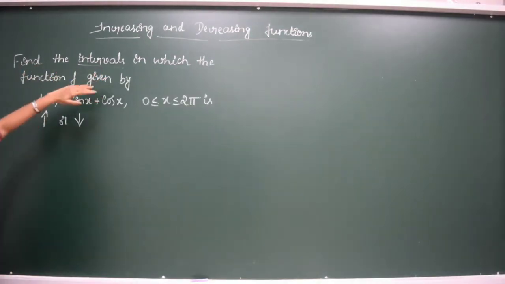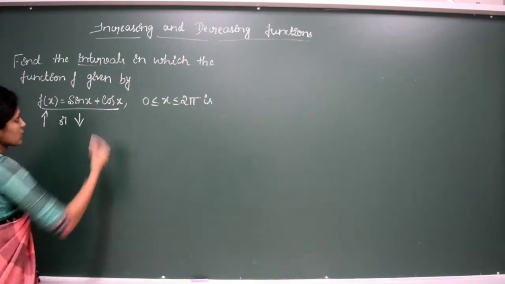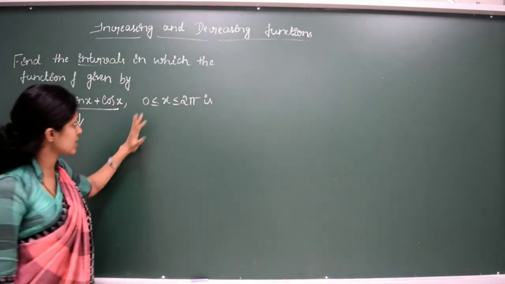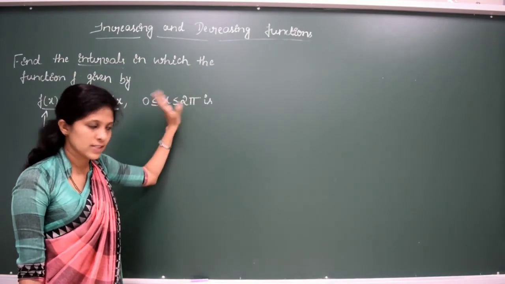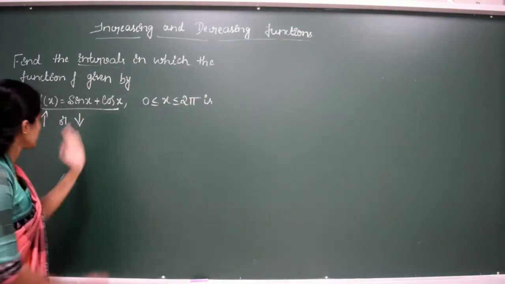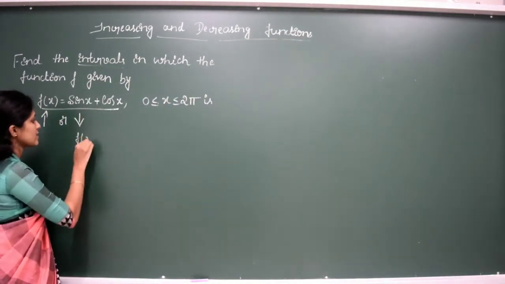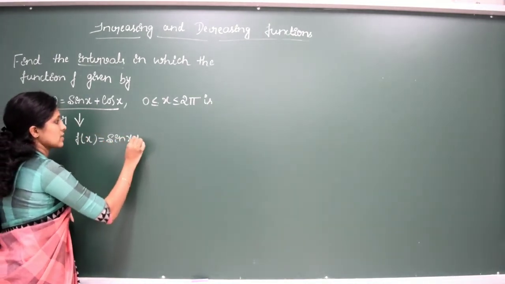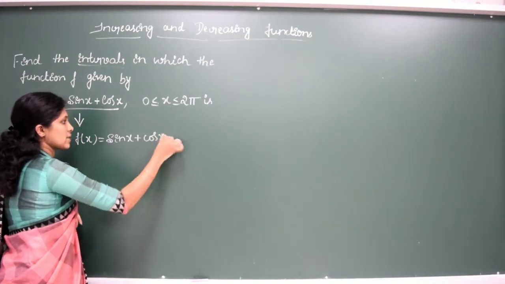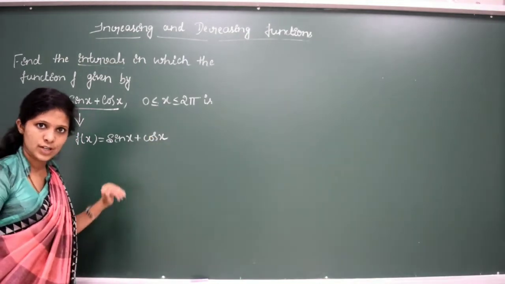The intervals in which the function f of x is equal to sin x plus cos x, and the interval is between 0 to 2 pi. The value of x is between 0 to 2 pi. First we will consider the function f of x is equal to sin x plus cos x. Right? Now next step is you have to differentiate the function.